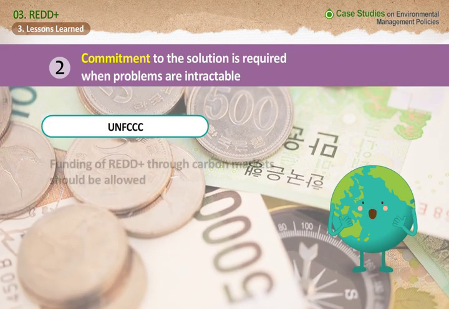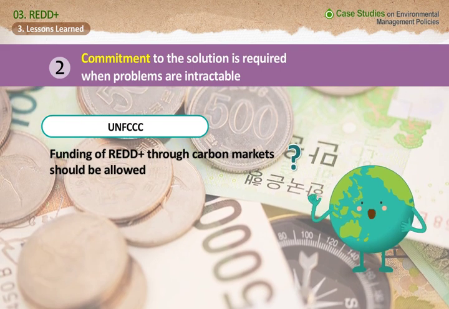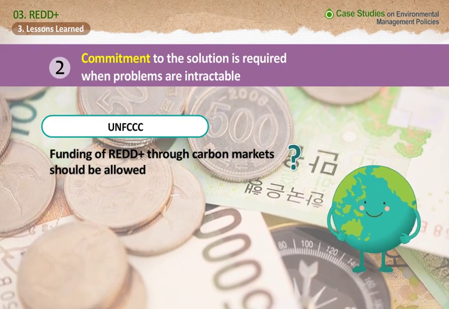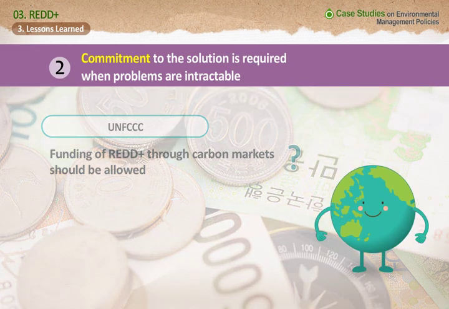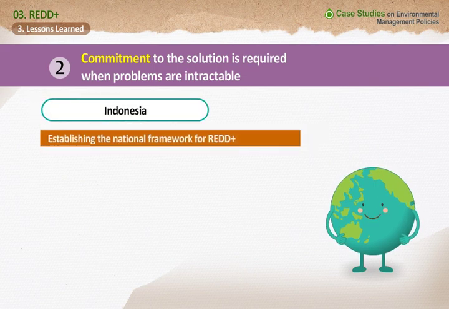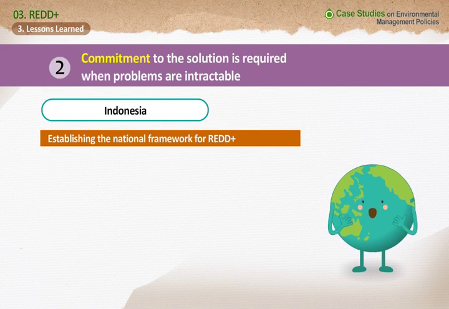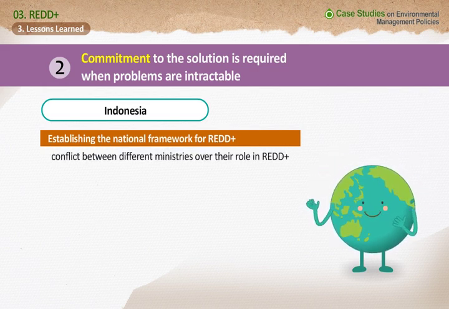In the negotiations, a major issue of contention that took a long time to work around was whether funding of REDD+ through carbon markets should be allowed. In Indonesia, a difficult challenge was establishing the national organizational framework for REDD+, with conflict between different ministries over their role in REDD+ becoming a particularly sore point.